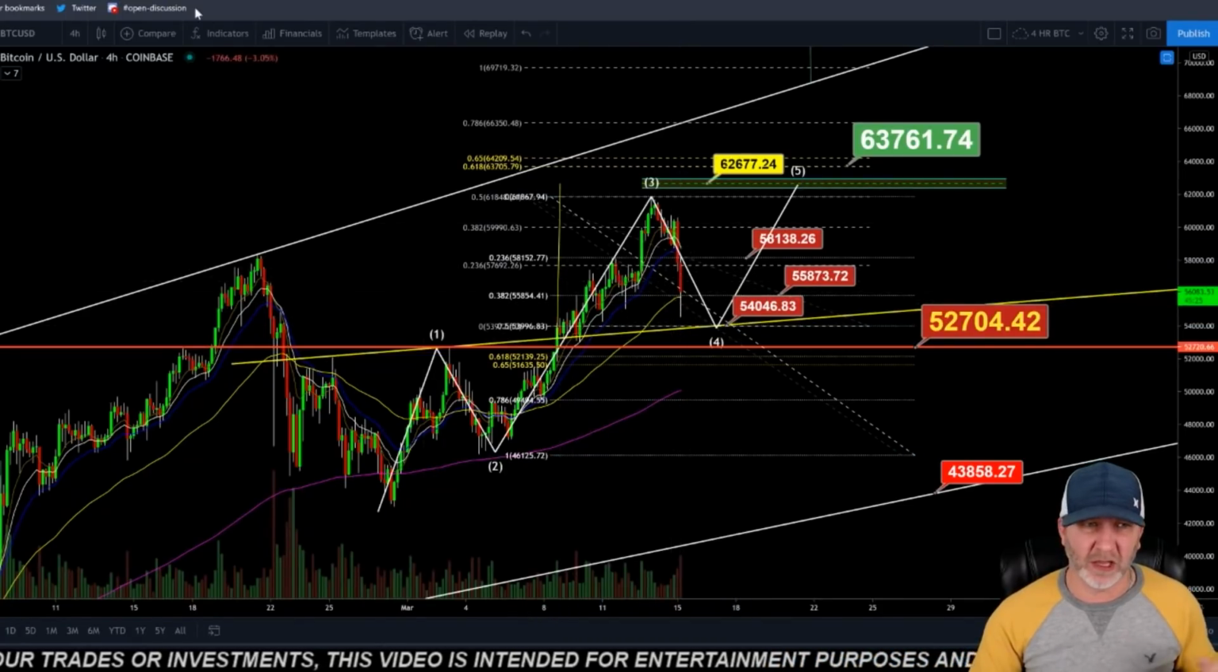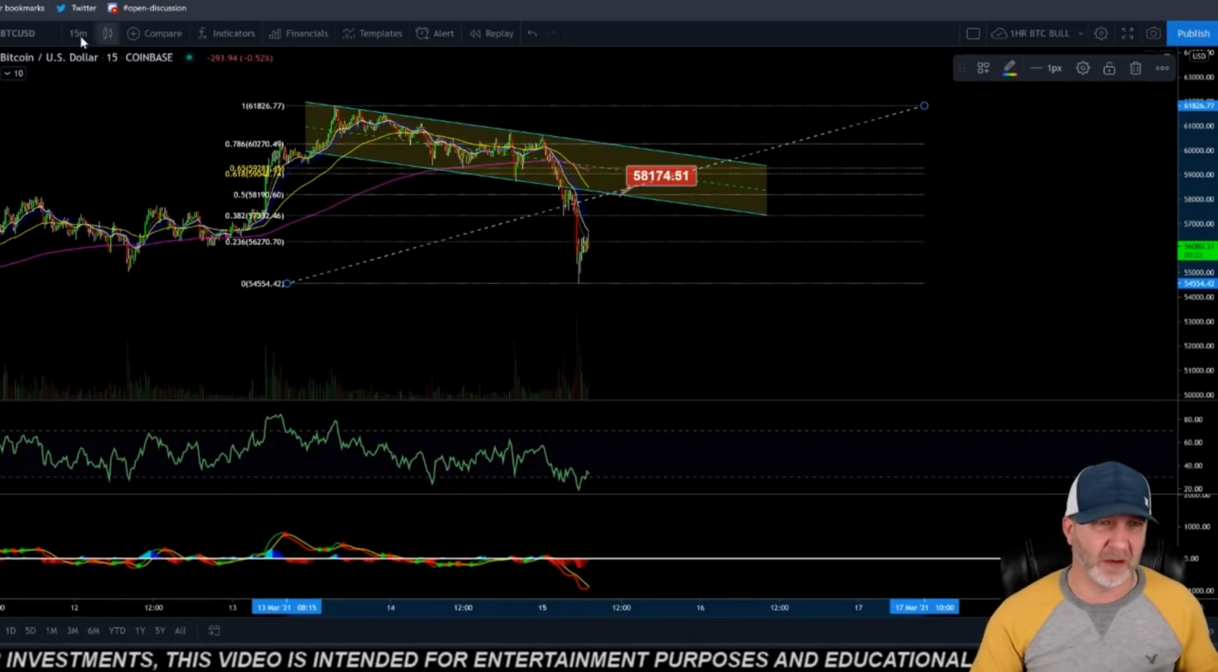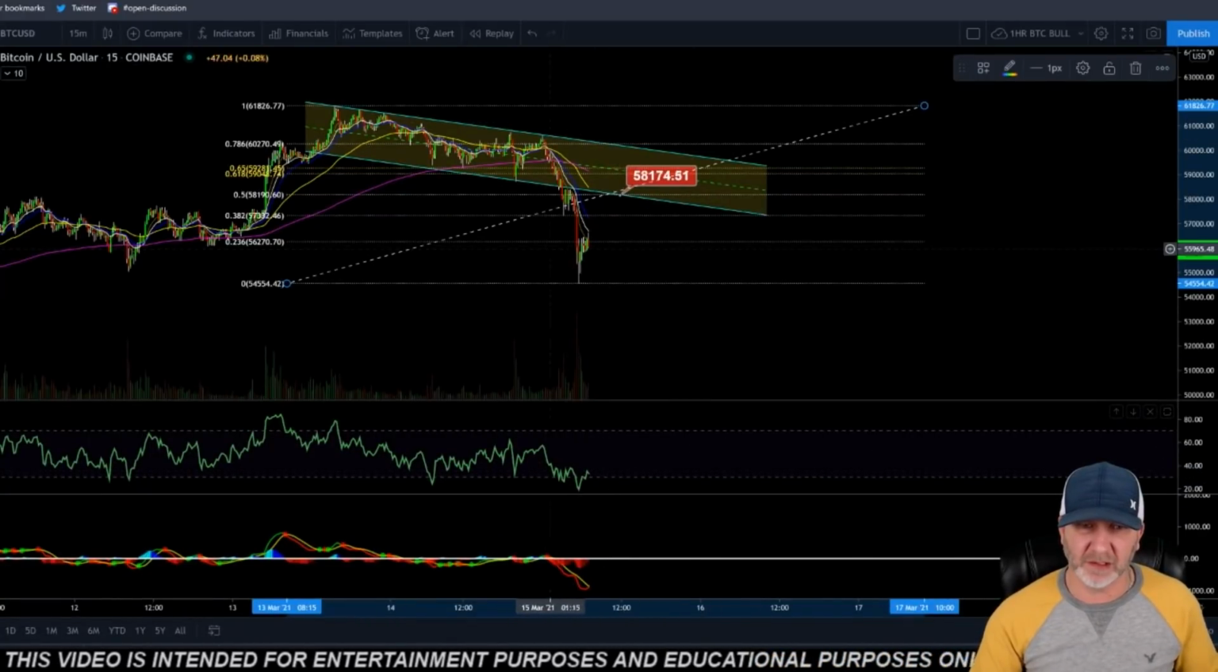It does look like the RSI needs to reset. We look at the smaller time frames here.